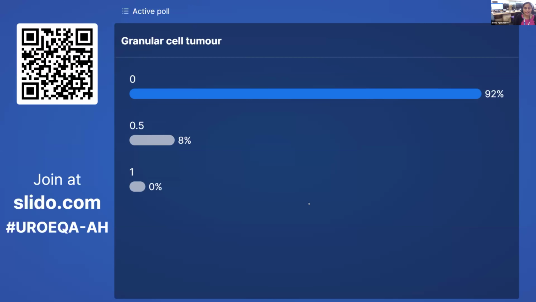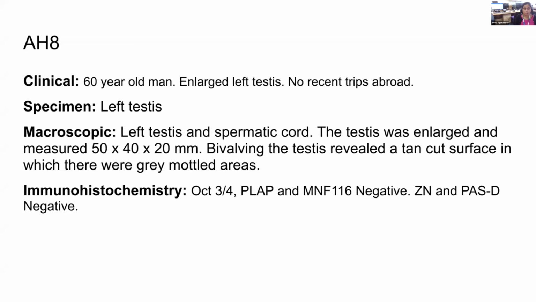Great. So if we go to the next one, which is a 60-year-old man, enlarged left testis. We are told he had no trips abroad. So enlarged left testis with tan cut surface and gray mottled areas. We are provided some immunohistochemistry this time. OCT34, PLAP, and MNF116 are negative. ZN and PASTI are also negative.